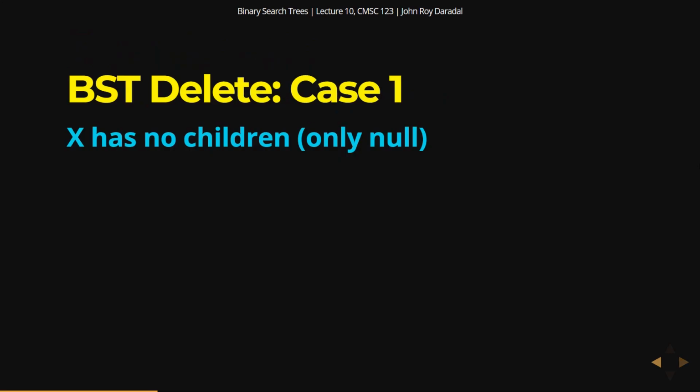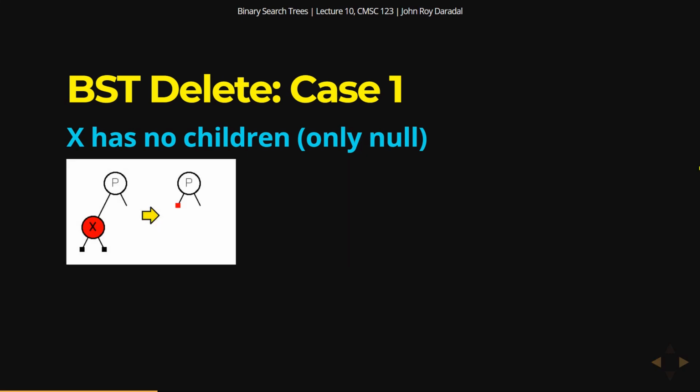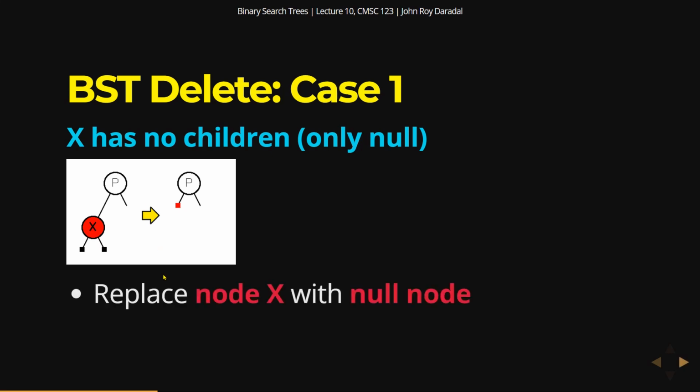So for case 1, this is when the X has no children. So if it only has null nodes as children, then that is case 1. So what will happen? Since it doesn't have any nodes that contain keys, it's safe to just delete this node and replace it with a null node. Okay, so that's what we'll do. Replace node X with a null node. So we can just remove this and replace it with a null node.